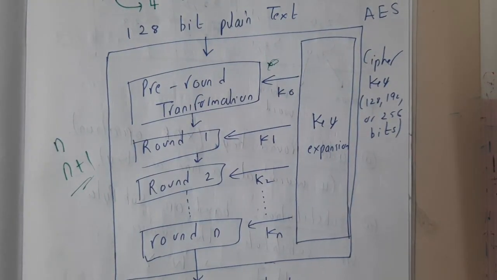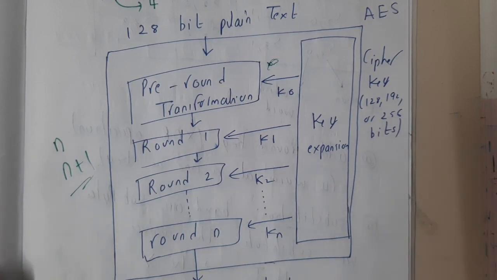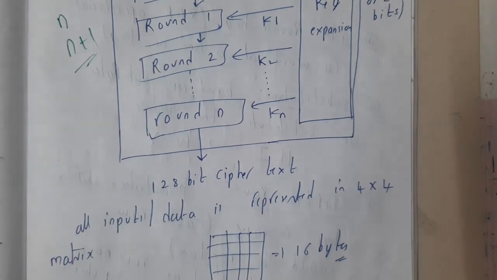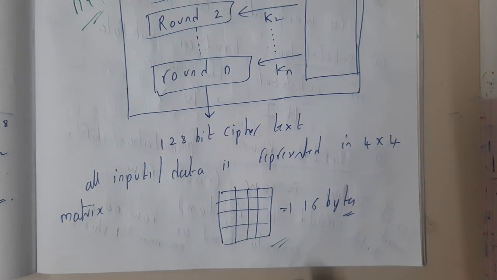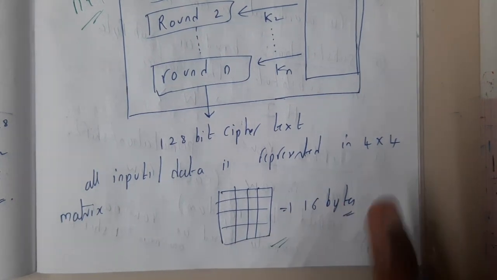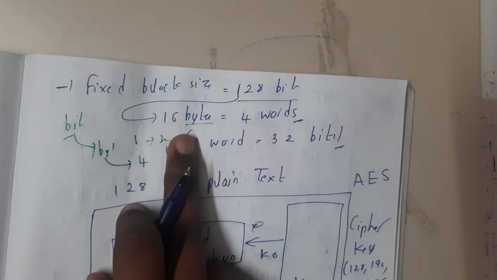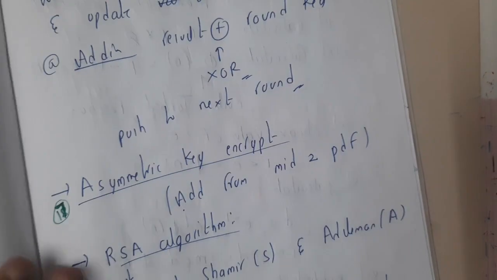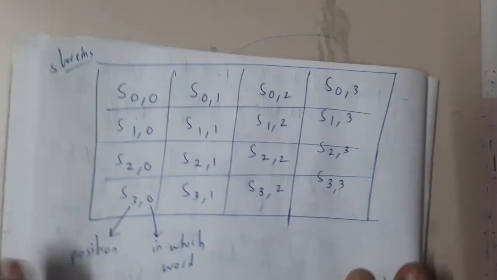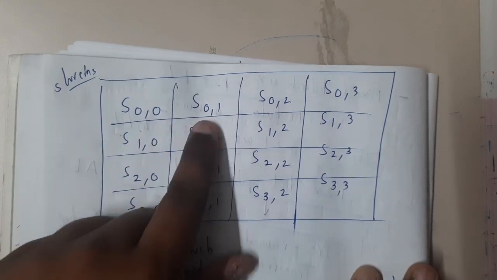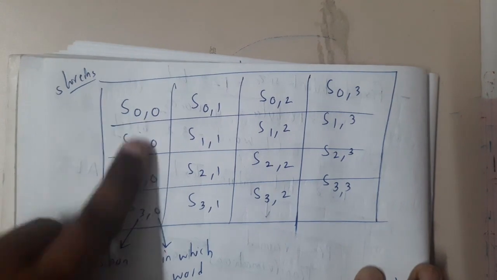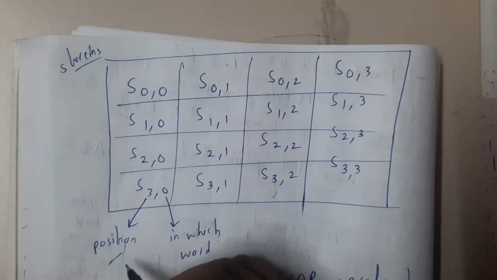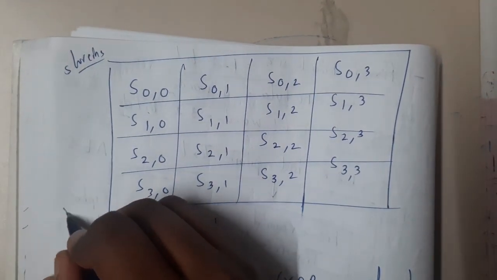You might be having a doubt about how the representation will be going on internally. Here we will be using a 4x4 matrix, guys. All inputs or data are represented in a 4x4 matrix, which is equal to 16 bytes. That is our exact byte size, right? It will be represented in this way: S0,0, S0,1, S0,2, exactly like a matrix, and the first value, that is 0, 1, 2, 3, indicates the position of the string, guys.